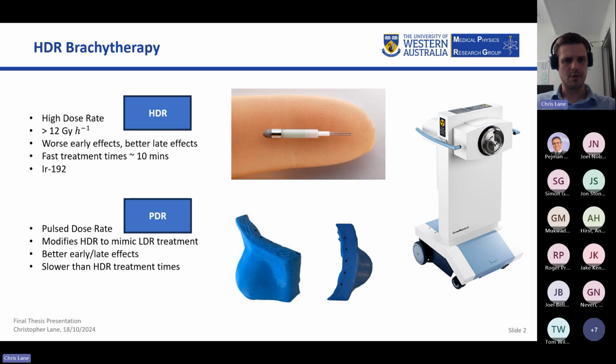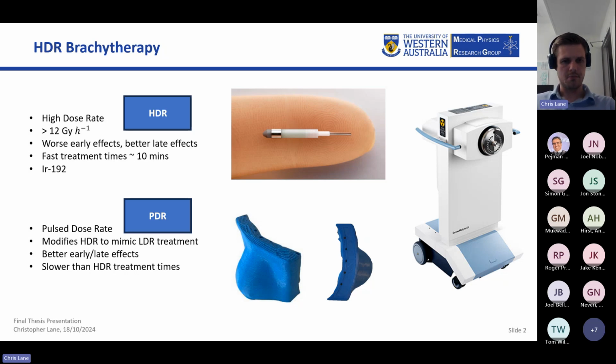The other thing you can do with a high dose rate is what's called pulse dose rate, where you can mimic a low dose rate by modifying the timing, and that can lead to the same early effects as a low dose rate, as well as the better late effects. But it is somewhat slower than HDR because the timing is a lot slower. And with an Ir-192 source, you can do both of these things.